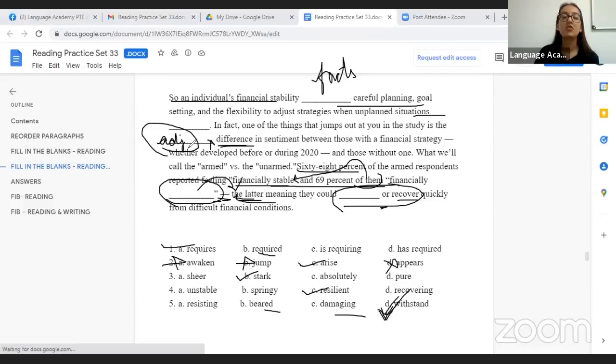Resilient means to strongly face something and overcome it, to come back stronger whenever you have faced anything negative. So you face it strongly and you bounce back. That is resilience. Right? Okay, I hope it's clear now.